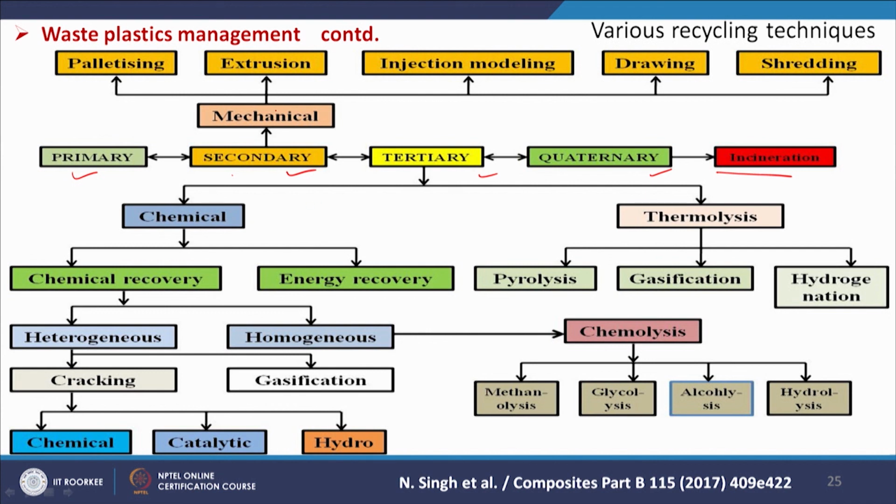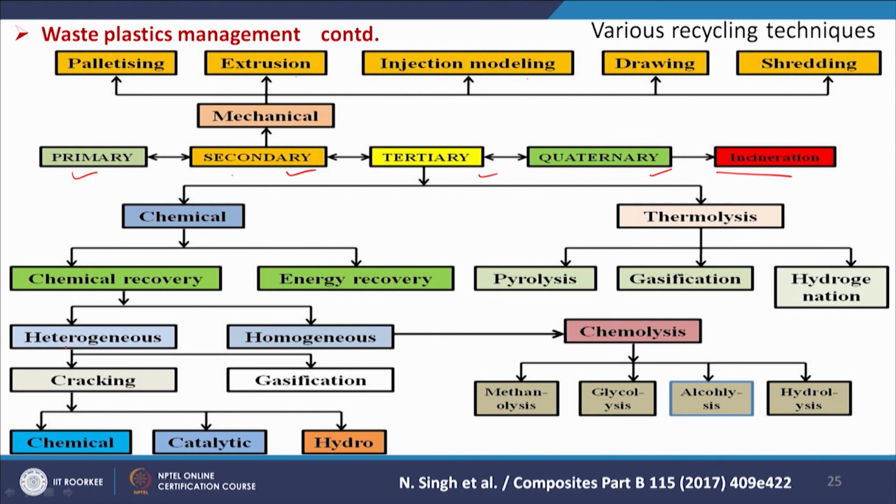In the secondary, that is mechanical transformation of the plastics, there are pelletizing, extrusion, injection molding, drawing and shredding. So, these are the different mechanisms or processes which are used, like waste plastic to paver block or tile production, one example of this mechanical conversion. And chemical or thermolysis are part of the tertiary treatment, like chemical recovery and energy recovery.